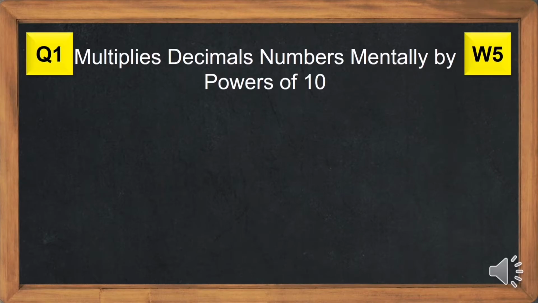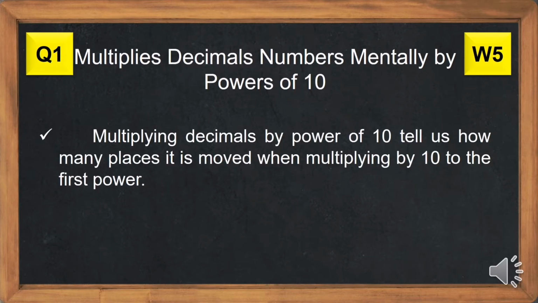Next to learn is about how to multiply decimals or decimal numbers mentally by powers of 10. Multiplying decimals by power of 10 tell us how many places it is moved when multiplying by 10 to the first power.